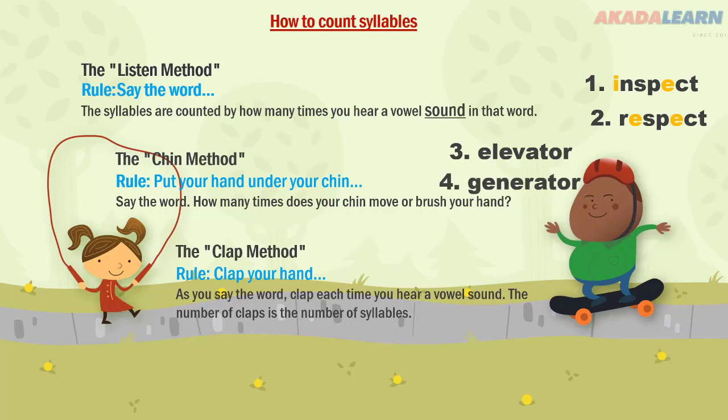So in the first word, we had 2 claps. The second word, 2 claps. And the third and fourth word, we had 4 claps each. So we can say that the first word has 2 syllables. The second word also 2 syllables. The third word, elevator, 4 syllables. And generator, 4 syllables. Are you having fun?